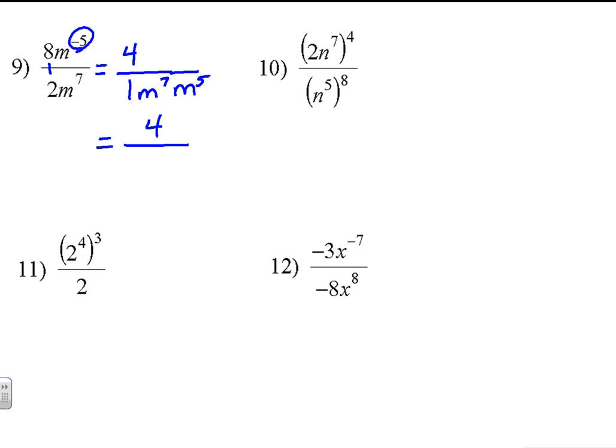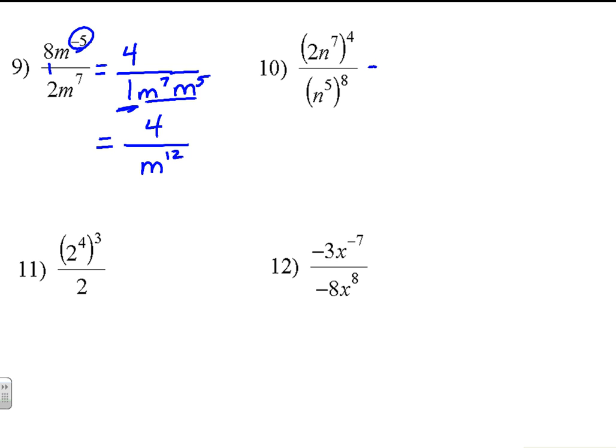I don't need this 1 times. If I leave that as 1 times m to the 12th, it's sort of like saying what's 3 plus 6, and you tell me it's 1 times 9. That 1 doesn't have to be there. So how many m's do we have? 7 and 5. M to the 12th. 4 on m to the 12th. Okay.